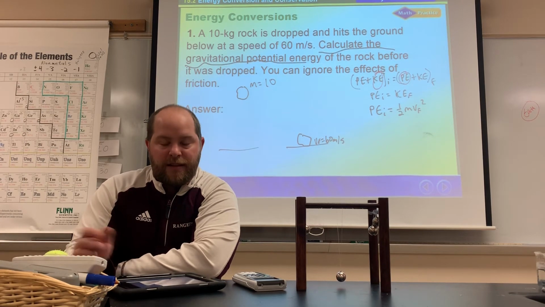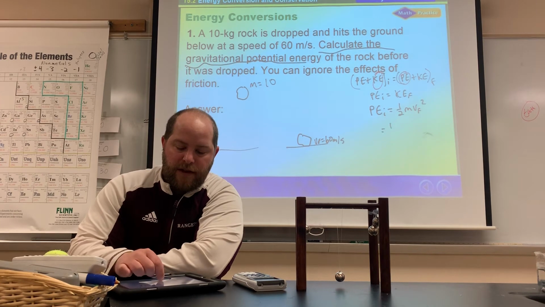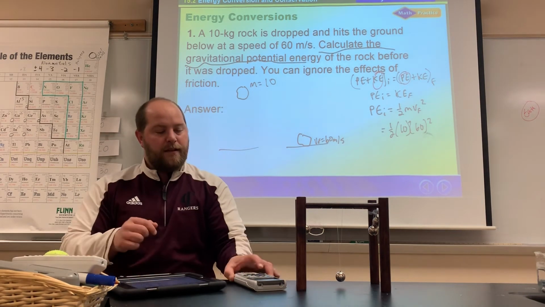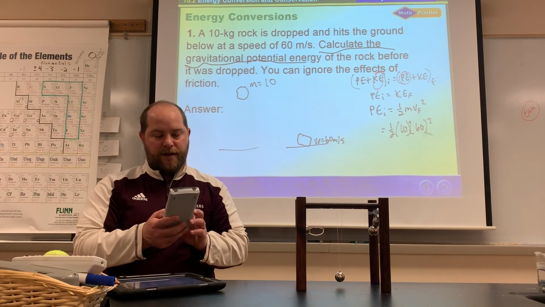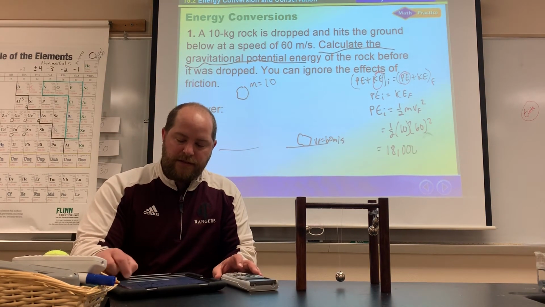And it's just like the last problem. We just plug in the mass, we plug in the velocity squared. So then 1/2 times 10 times 60 squared. So we're going to go 0.5 times 10 times 60 squared. And I'm going to get 18,000 joules.